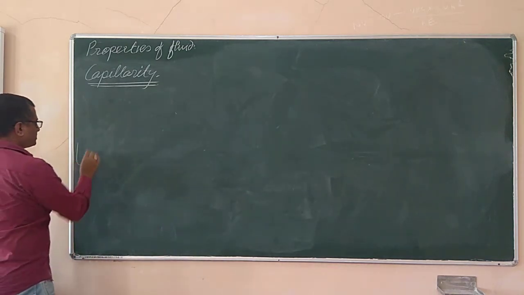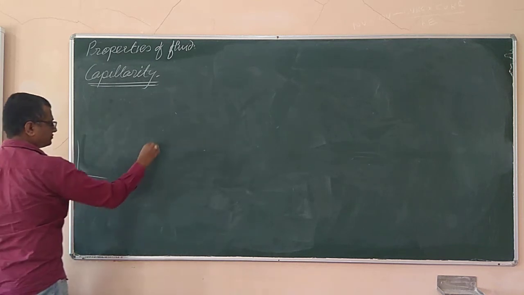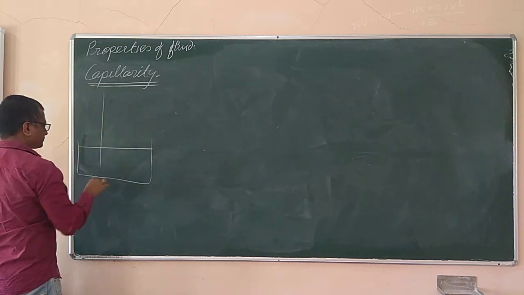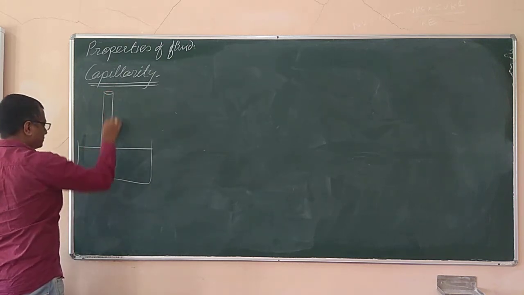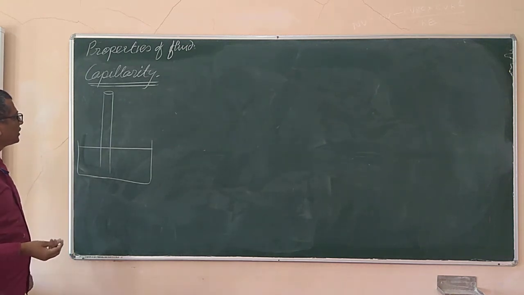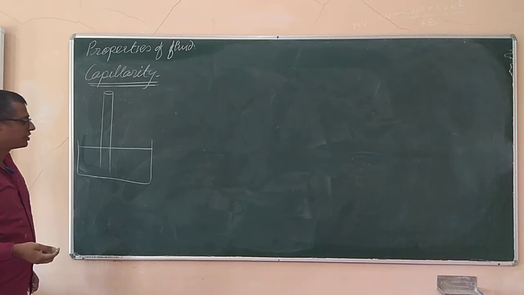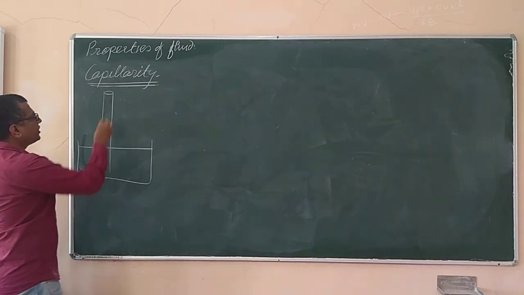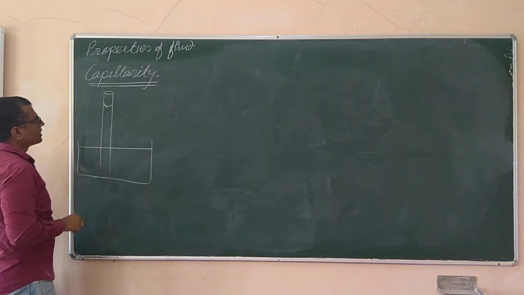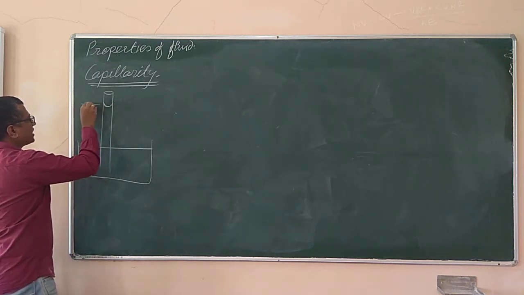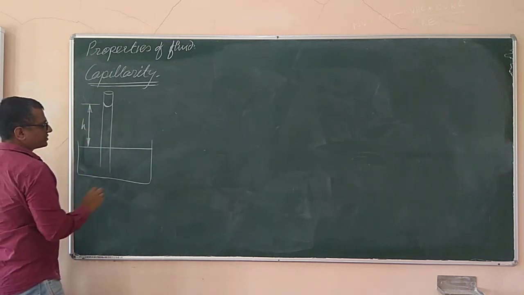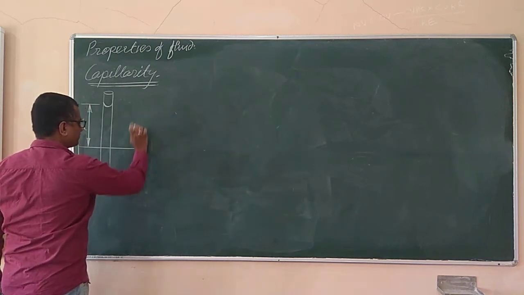If I take a vessel like this, with some liquid inside it, and a tube of certain diameter, smaller than 1 mm, kept vertical in that liquid, you will find that the liquid level goes up into the tube, say up to somewhere over here. And this has the height h. This has the height h above the free liquid surface.